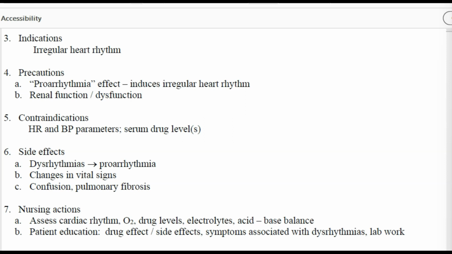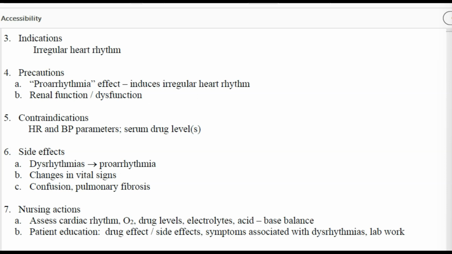It's very important to follow certain parameters set by the provider or the policies and protocols, depending on what dysrhythmia we're talking about and what drug we are talking about. Also, depending on the serum drug levels, those are going to be something that we need to take into consideration, whether they're high or low.